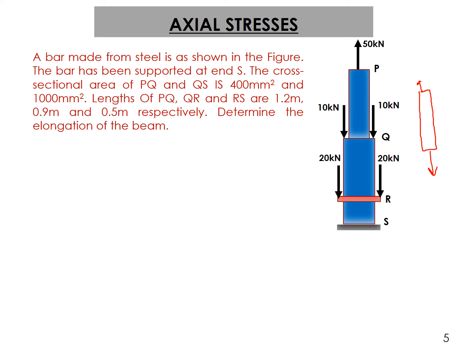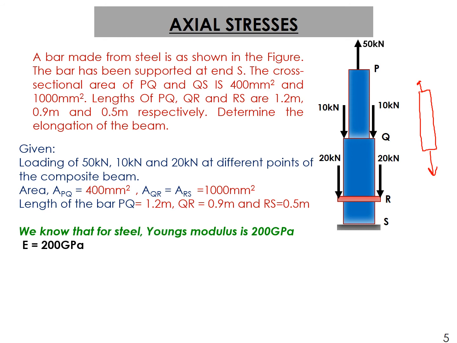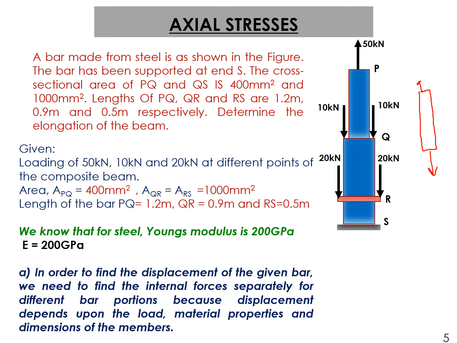So first let's see what else is given to us. This is the given data, and the member is made of steel. For steel, we know the Young's modulus is 200 gigapascals. Now, to find the displacement of the given bar, we need to find the internal forces separately for different bar portions, because displacement depends upon the load, material properties, that's Young's modulus, and dimension of the member. I had told you this already.